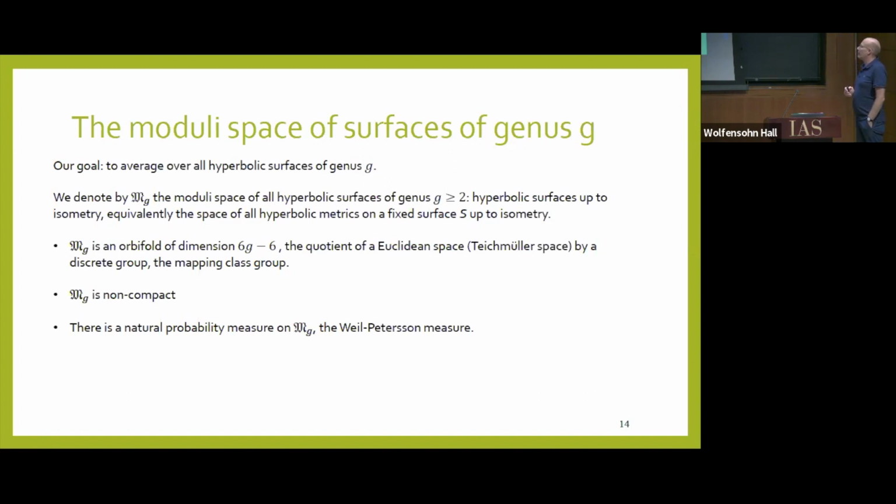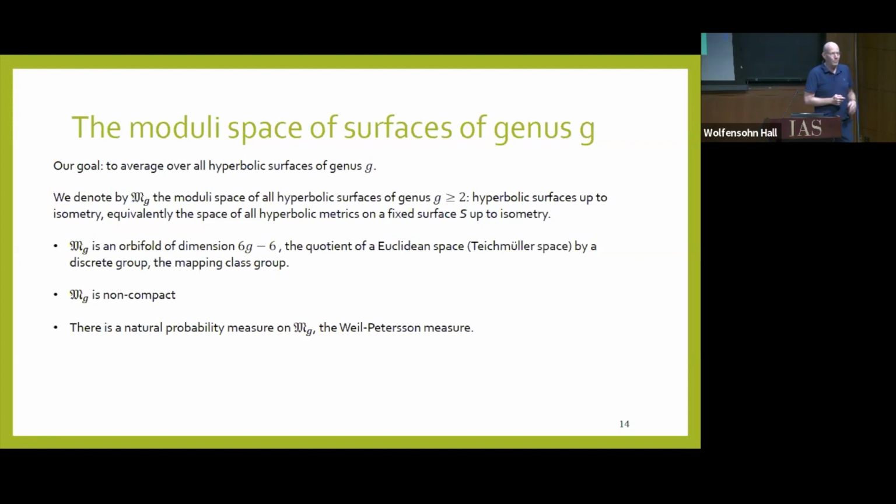so I'll just tell you the facts right now. This space of all surfaces is actually the quotient of a Euclidean space of dimension 6G minus 6 by a discrete group called the mapping class group. It's a non-compact space, and it's equipped with a natural measure, which is just the Euclidean measure on this Teichmüller space, and that measure is invariant under the mapping class group, and so it descends to a finite measure on the moduli space of all surfaces of genus G. Once you normalize it, you get a probability measure, and then you can discuss random surfaces, and you know how to average over surfaces. So that is the answer to your question.